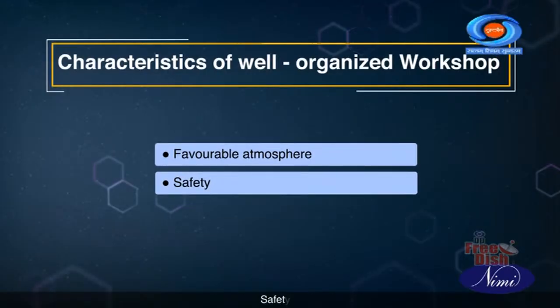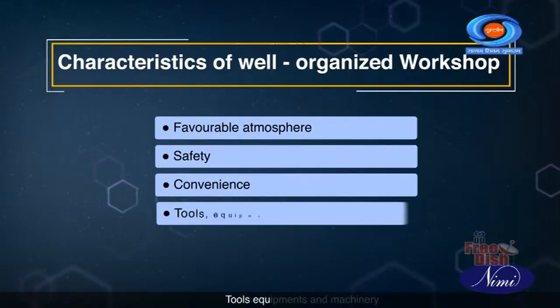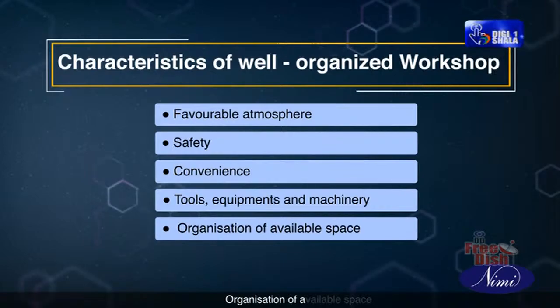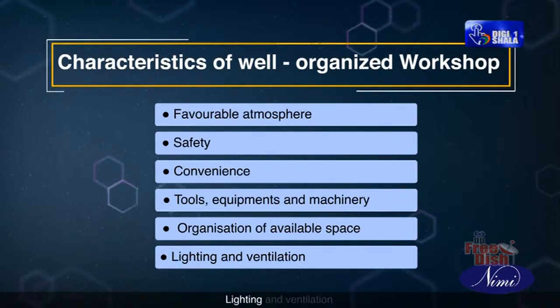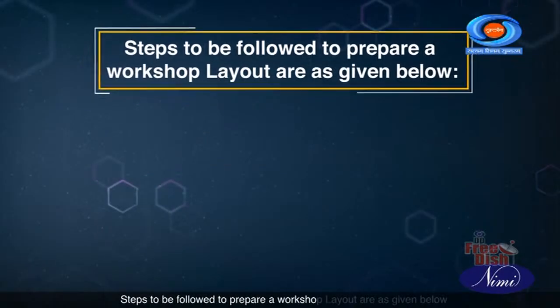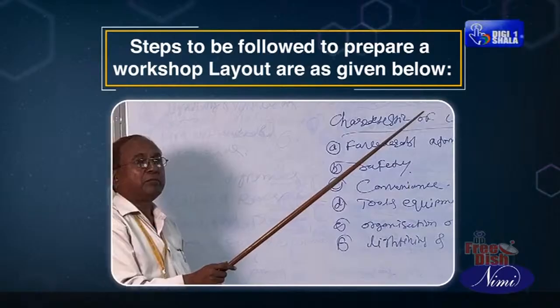safety, convenience, tools, equipments and machinery, organization of available space, lighting and ventilation. Steps to be followed to prepare a workshop layout are as given below.